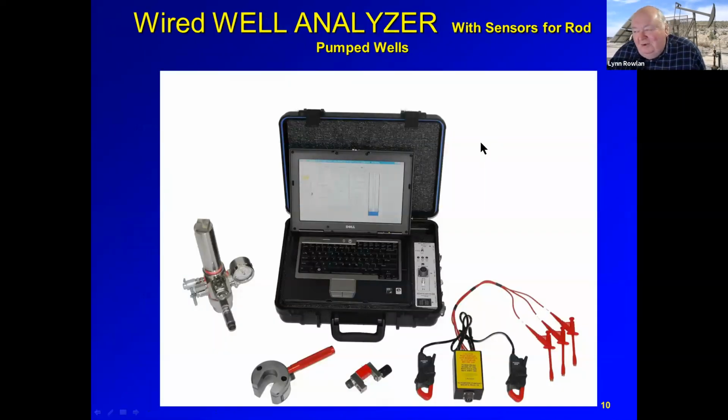All right, so this is the wired system. It's called an Echometer well analyzer. And this is called a remote fire gas gun. We use that to determine distance to liquid or shoot fluid levels.